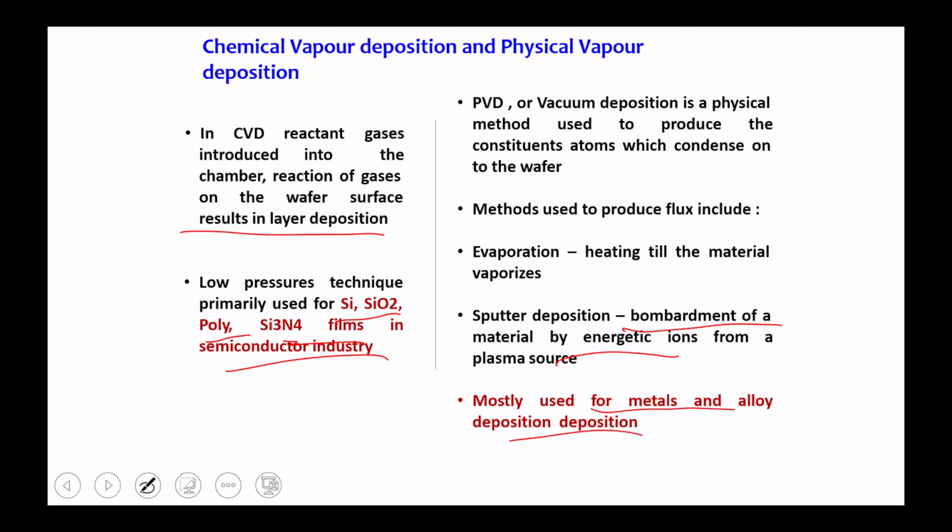You can use it to deposit metals like gold, silver, copper, aluminium, nickel, chrome, whatever metal you want to deposit, using the physical vapor deposition method. Or some alloys and mixtures like magnesium oxide, zinc oxide, gallium oxide, molybdenum oxide, tungsten oxide can be deposited through vapor deposition. You can deposit silicon oxide or silicon nitride also through this process.